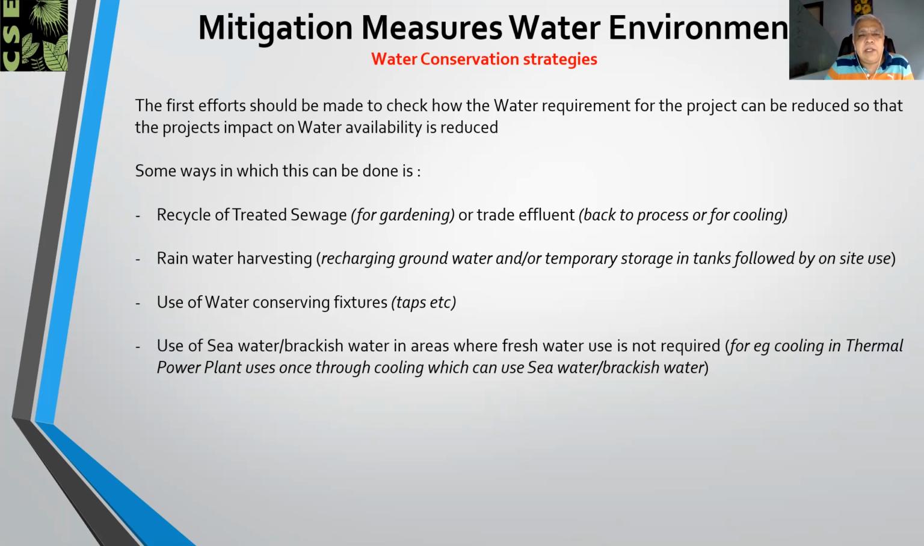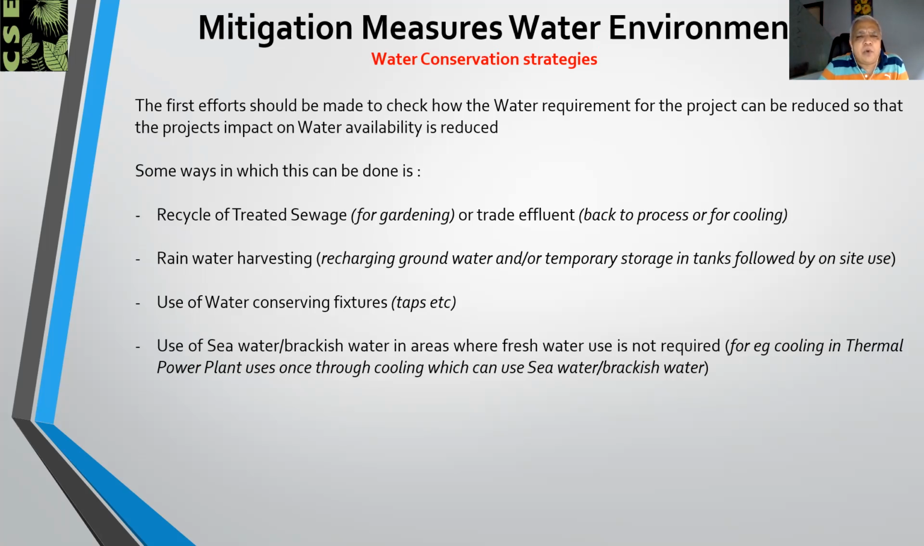Now, the techniques which are available: one is recycle of treated sewage for gardening or for flushing, etc., and recycling of trade effluent back to process or cooling through various treatment plants. Then we may have rainwater harvesting, that is recharging of groundwater or creating a storage tank where there is temporary storage of water and it is reused in the process. Thereby, the availability of water in the public water domain increases.